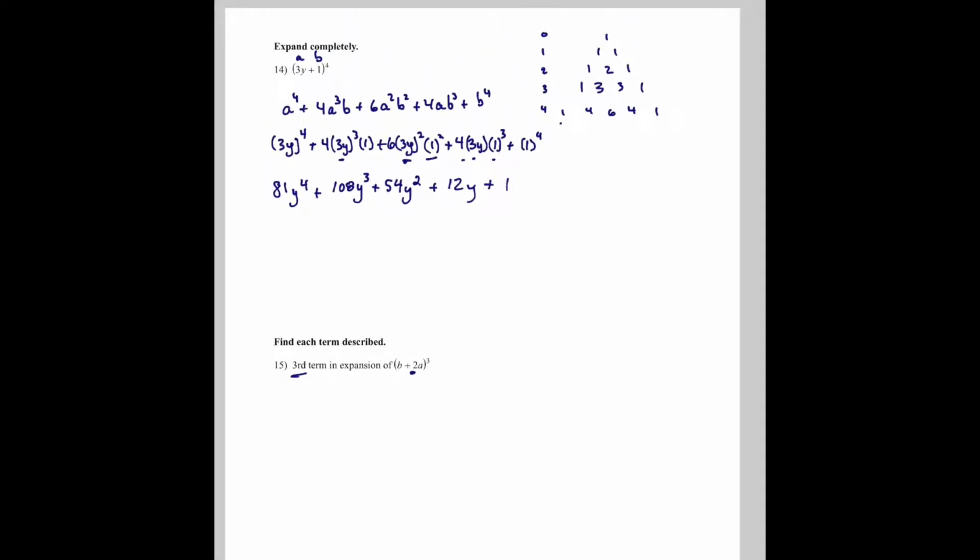Okay, so this one is a little more specific. We just need the 3rd term of this expansion. And we're raising it to the 3rd power, so we're going to need row 3. And the 3rd term in row 3 is going to have a coefficient of 3.